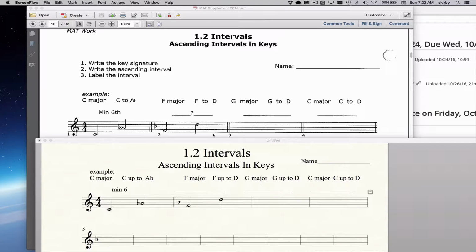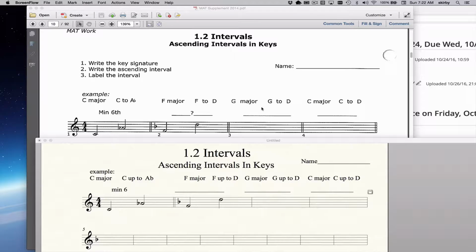Hi, this video is to show you how to do this assignment. At the time that I'm making this video, we've only just begun to look at new keys, other keys besides C major. But you should be able to do this assignment by simply using all the things you've learned about C major and transposing them to the other keys. So the other two keys we're going to be dealing with are F major and G major.